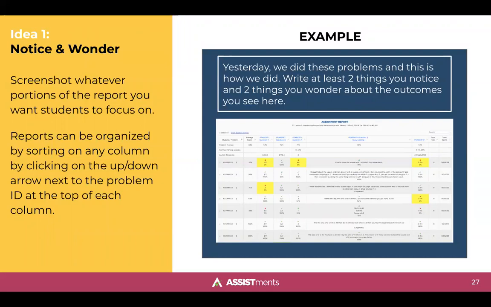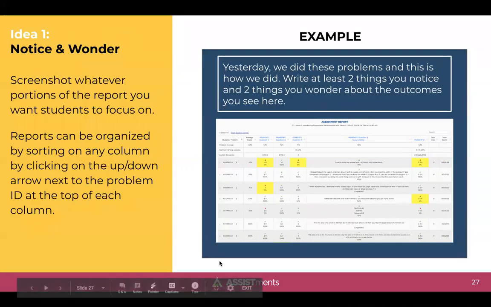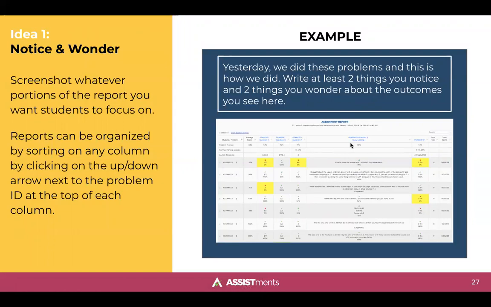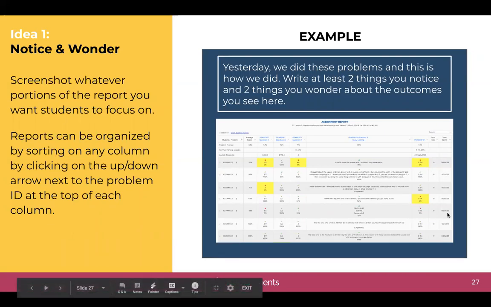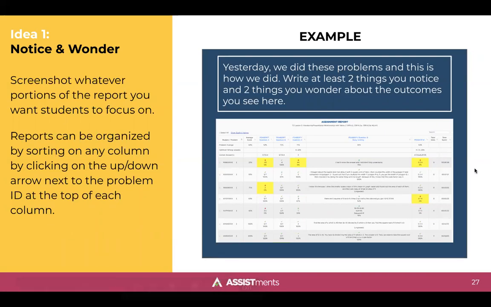So instead, what you can do is take a screenshot of your item report. And you can, by the way, click the arrows in any column to curate this data before you take a screenshot. And then post that with a prompt for students. In this case, we said, yesterday we did these problems and this is how students did. Write at least 2 things you notice and 2 things that you wonder about the outcomes you see here. And so this is a way to engage students in the data, and then you can look at their response and see how well they understand what they're seeing, maybe gauge their level of understanding about the material that was covered, et cetera.